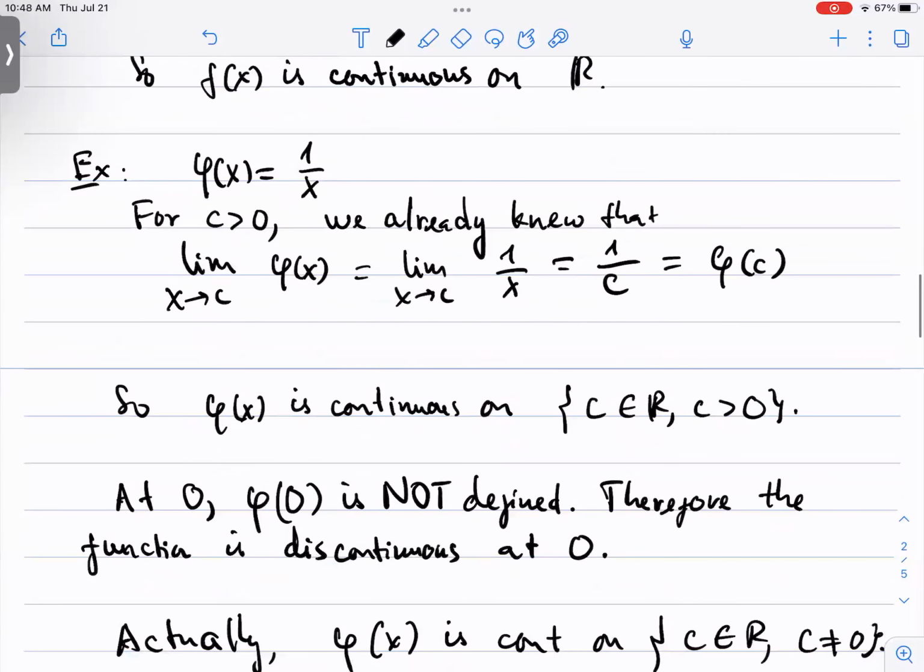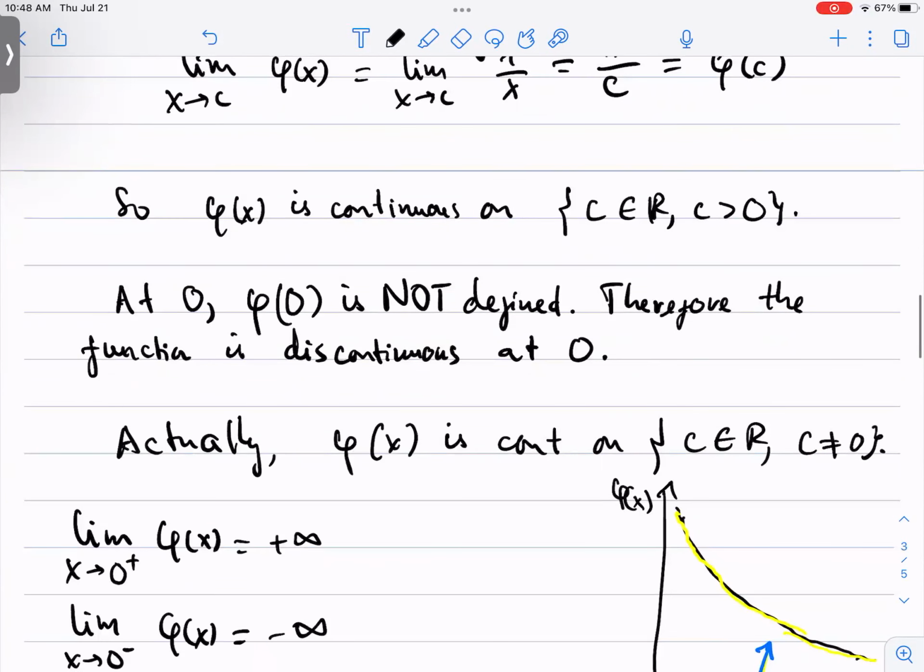Another example is the function phi of x equal to 1 over x. This example is a little bit more involved. For c greater than 0, we already knew from chapter 4 that the limit of the function phi of x when x approaching c is going to be equal to 1 over c, and this is equal to phi of c. So the function phi here is continuous on the set of all positive numbers.